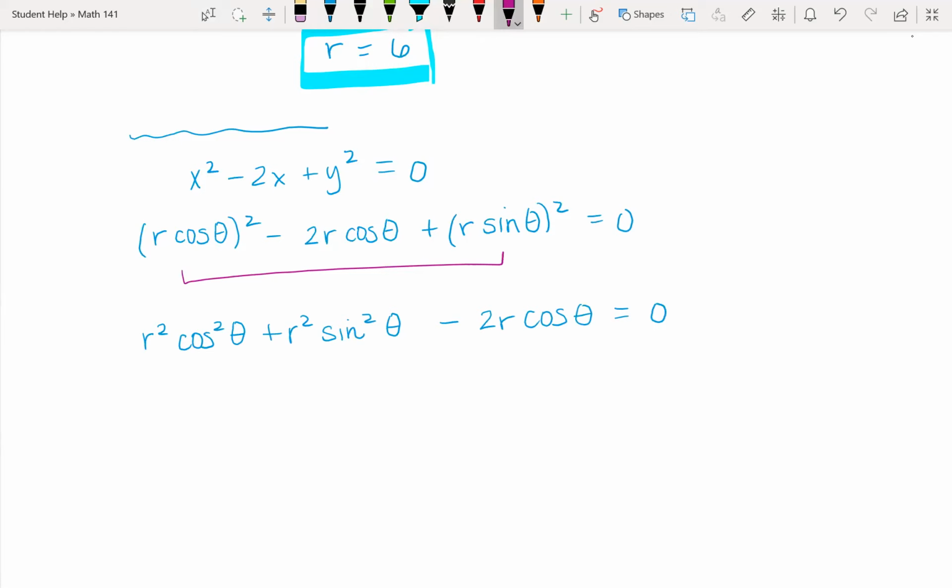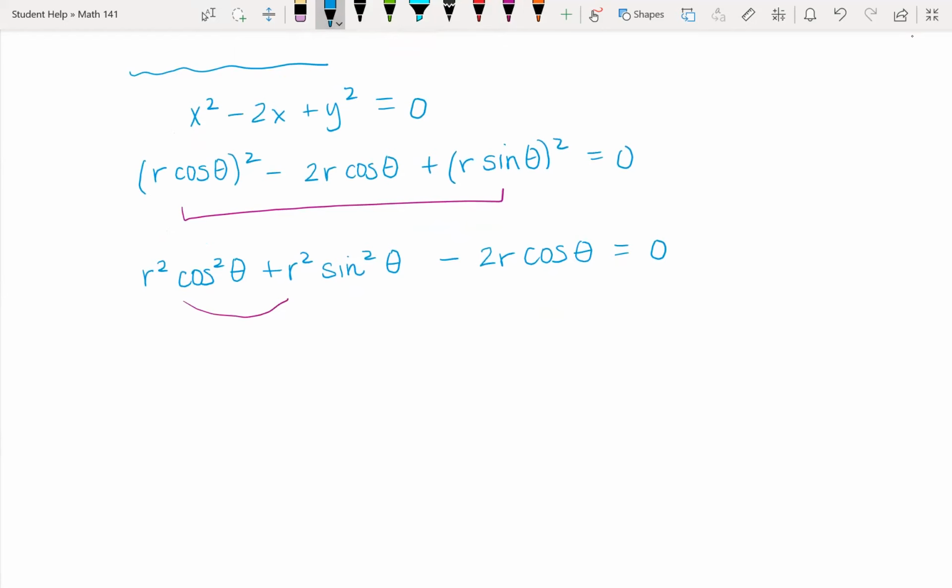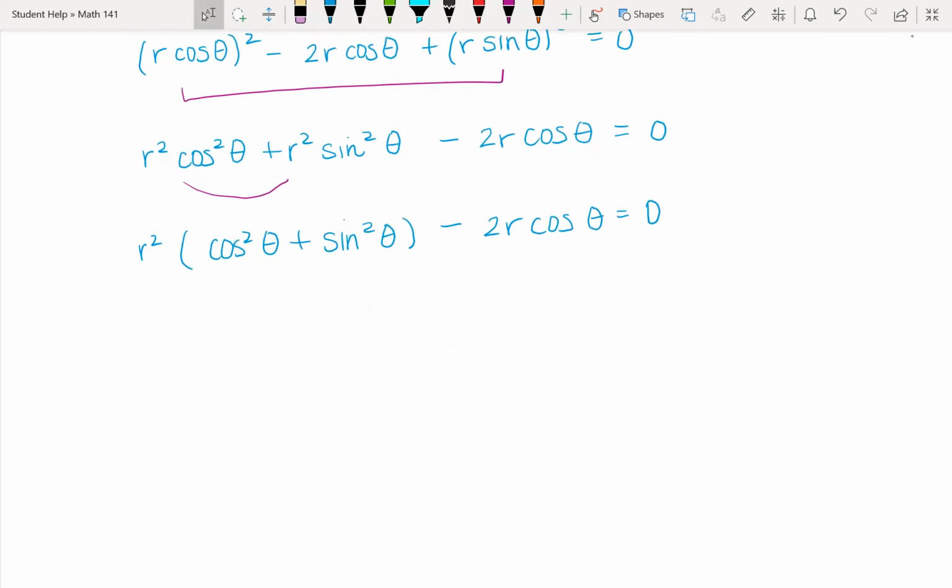And then from this part here, I'll factor that r squared out to the front. We'll have r squared times cosine squared theta plus sine squared theta. And so then I can get rid of the cosine squared plus sine squared because that's just equal to 1. So I'll get that r squared minus 2r cosine theta is equal to 0. And that's our answer for that one.